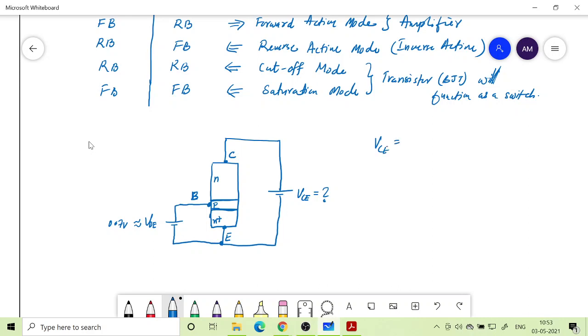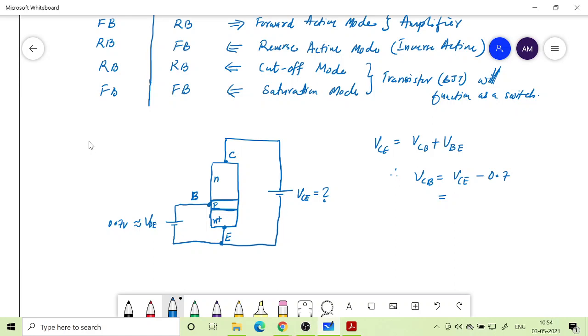VCE is basically equal to VCB plus VBE, and VBE is shown to be 0.7. So therefore VCB is going to be whatever VCE you apply minus 0.7. So we want to make sure that this voltage should be negative.